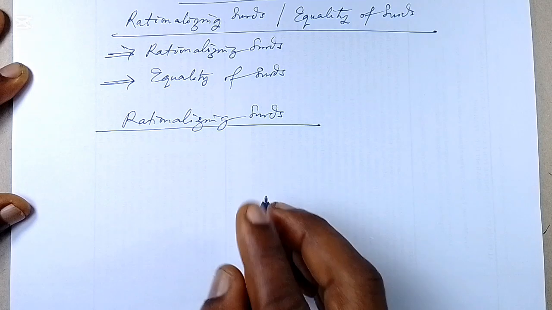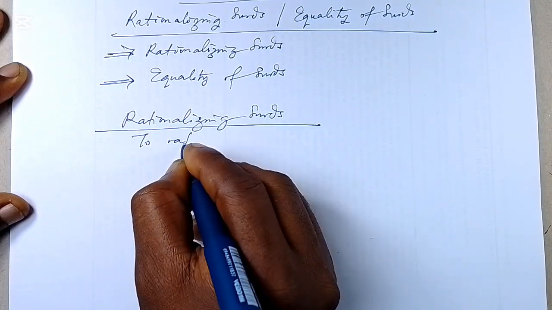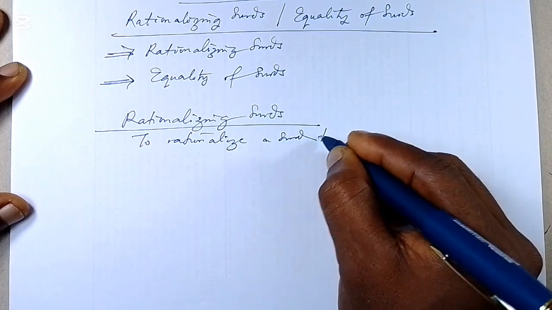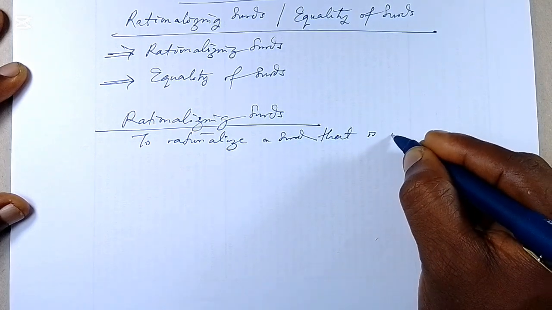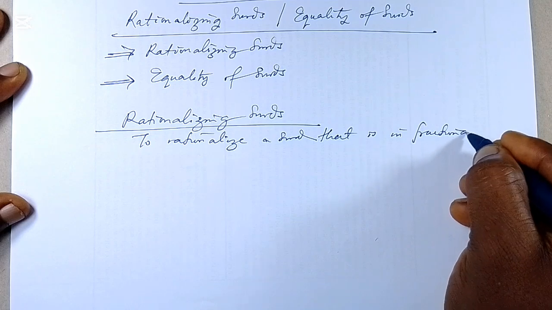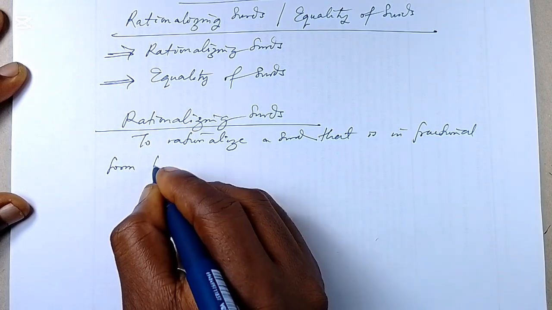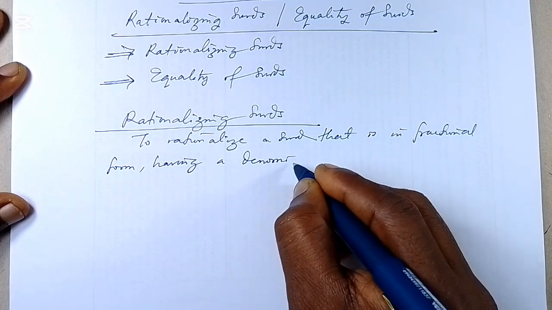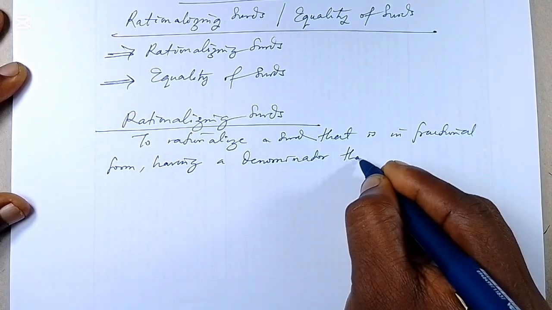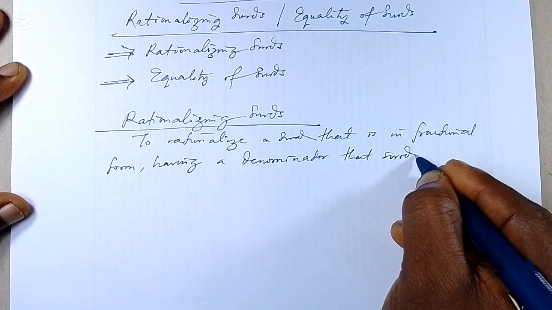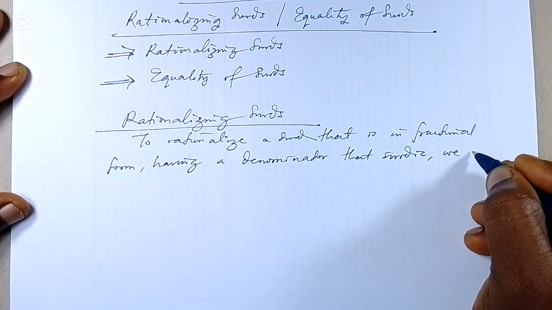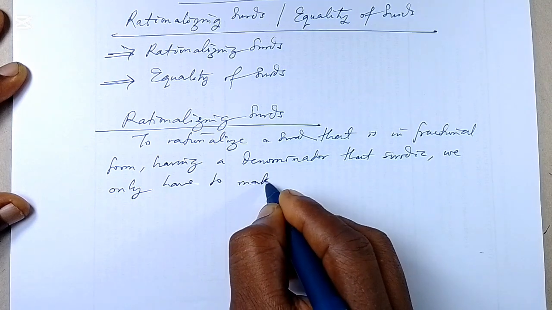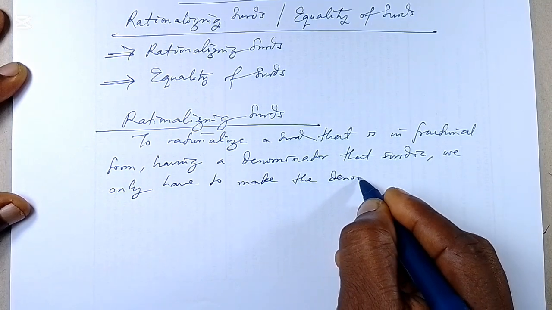To rationalize a Surd that is in fractional form, having a denominator that is surdic, we only have to make the denominator rational.